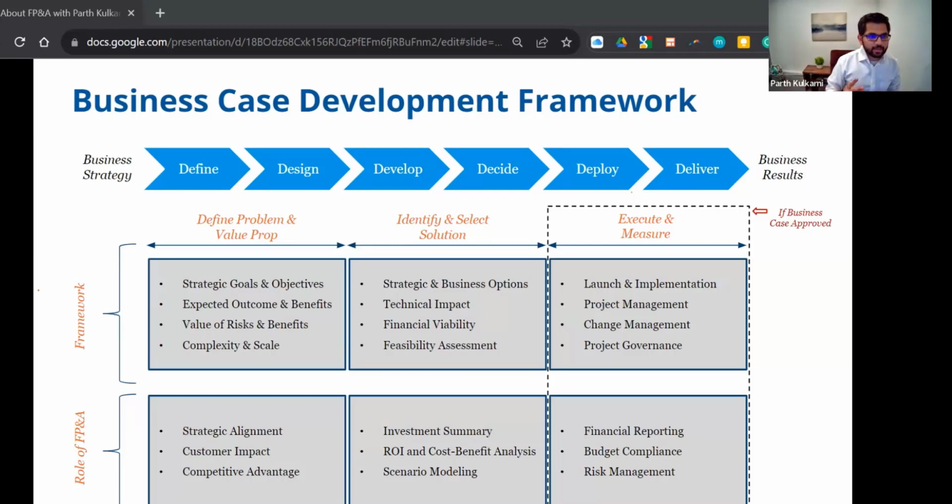The second important role that FP&A plays in the first pillar itself is the customer impact. I'm very sure that the marketing teams and the product teams and the engineering teams think about the customer impact first and foremost as well while creating the business case. But I think the FP&A team plays a role in connecting or translating that, quantifying that customer impact in terms of metrics that we usually look at in our day-to-day job.